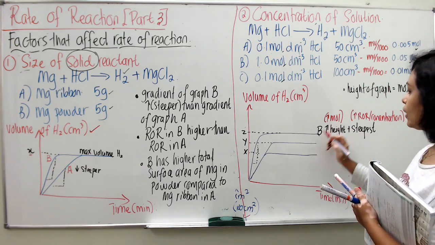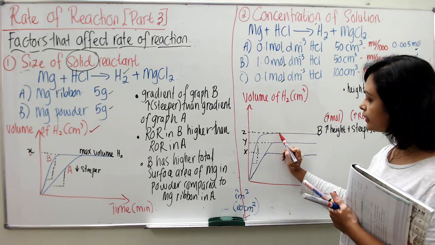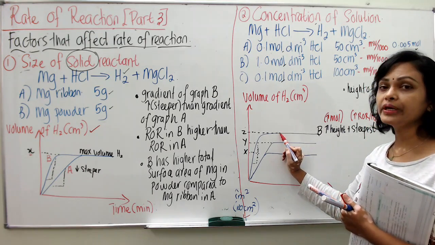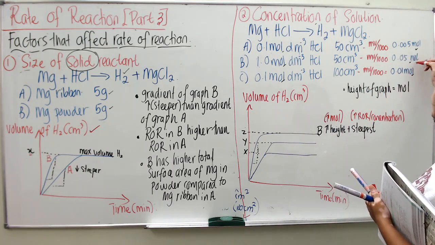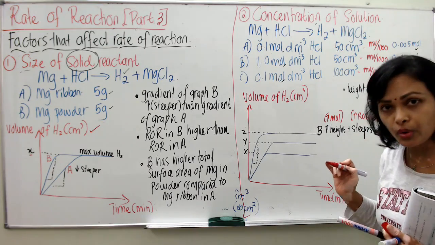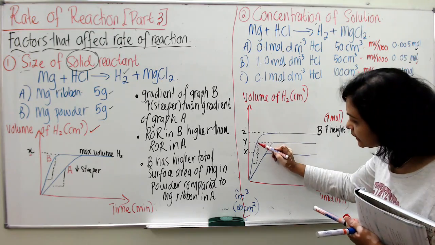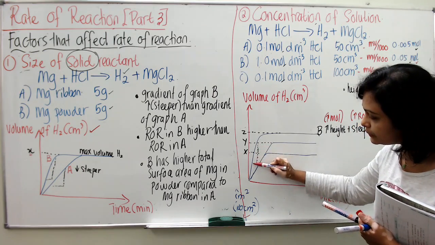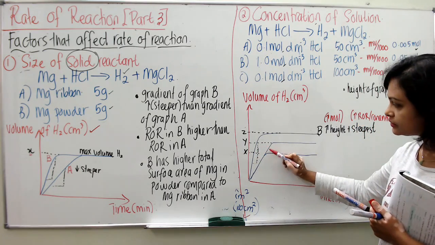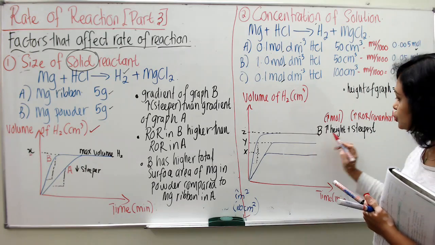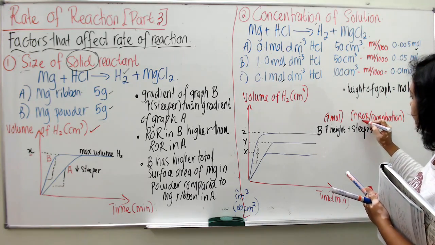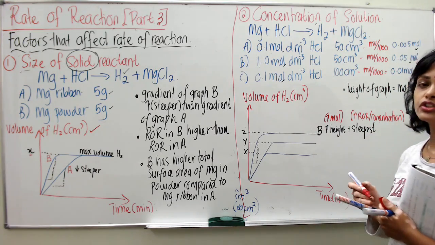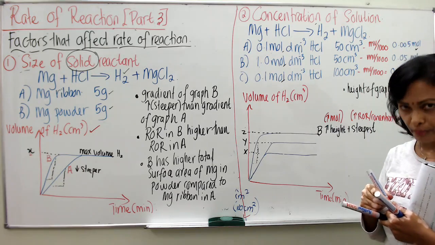Alright, okay, so the height of the graph for B is the highest. Why? Because B has the highest amount of mole. And B has the steepest graph. Can you see the gradient of B is the steepest amongst these three? So this shows that our rate of reaction or the concentration is the highest for B.